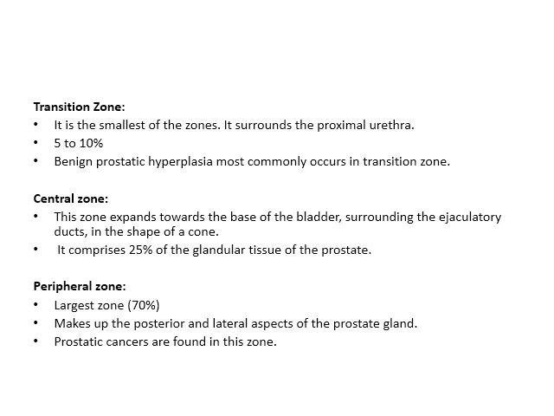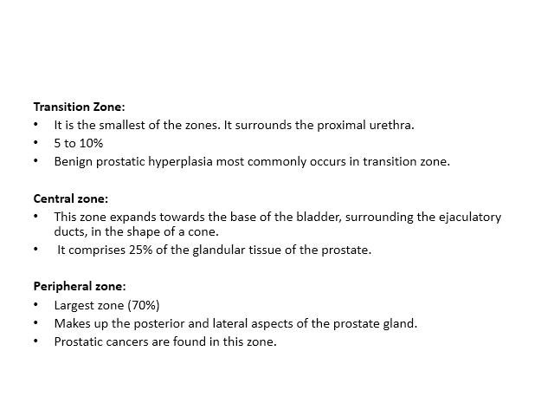Next we have the central zone. This zone expands towards the base of the bladder and it is seen surrounding the ejaculatory ducts. It has the shape of a cone. It comprises 25% of the glandular tissue of the prostate. The peripheral zone is the largest zone, which comprises 70% of the total prostate gland. It makes up the posterior and the lateral aspects of the prostate gland. Prostatic cancers are found in this zone.